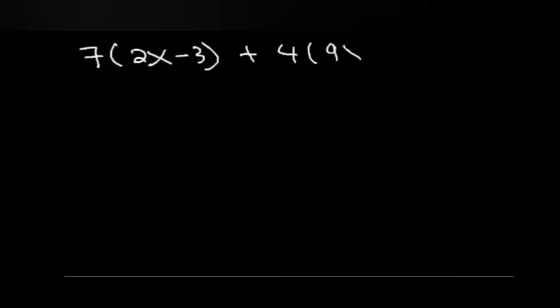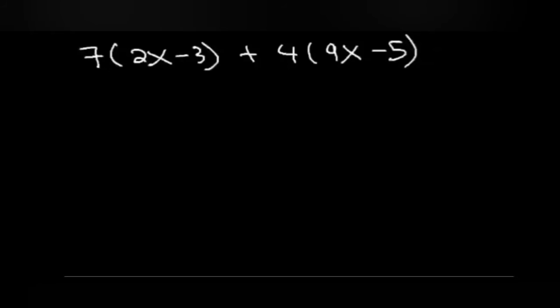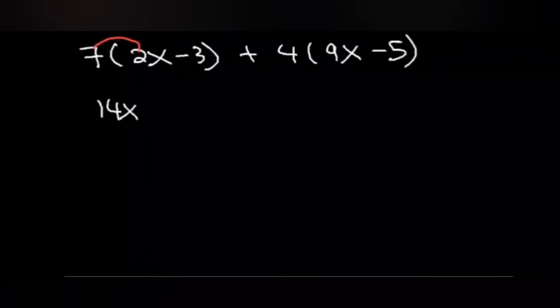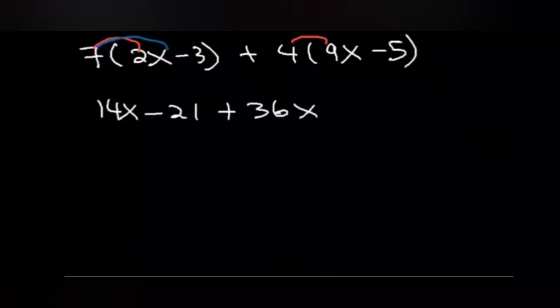Take one more example. We have 7 open bracket 2x minus 3 bracket close plus 4 open bracket 9x minus 5 bracket closed. Now opening the brackets, 7 multiplying 2x gives us 14x, and 7 multiplying minus 3 gives us minus 21, plus 4 multiplying 9x gives us plus 36x, and 4 multiplying minus 5 gives us minus 20.